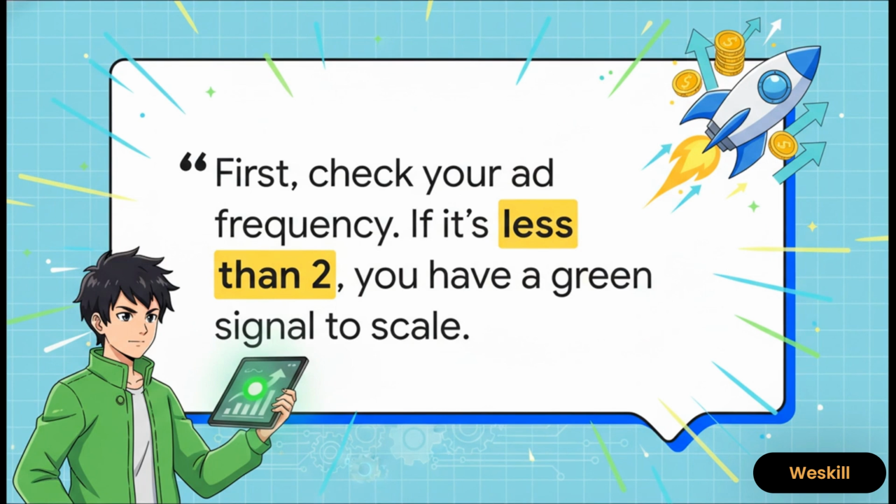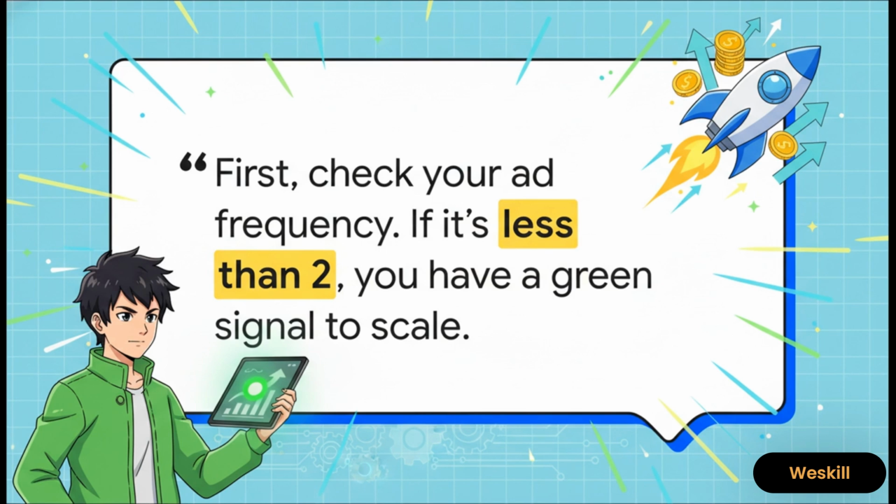Okay, so here is rule number one for vertical scaling. Before you even think about touching that budget, you have to check a little metric called frequency. This number tells you, on average, how many times a single person has seen your ad. If that number is under 2, you're golden.